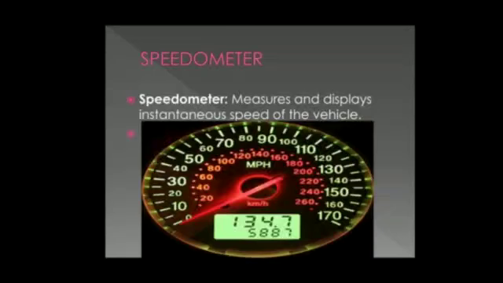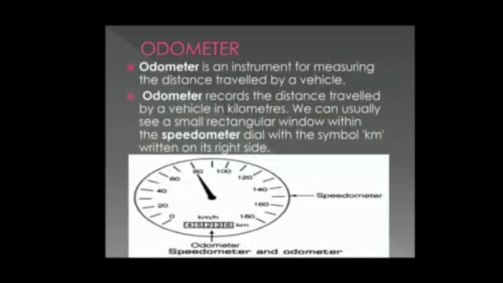It records the speed directly in kilometer per hour. There is also another meter that measures the distance moved by the vehicle. This meter is known as the odometer. So the odometer is an instrument for measuring the distance travelled by a vehicle. The odometer records the distance travelled by a vehicle in kilometers. We can usually see a small rectangular window within the speedometer dial with the symbol km written on its right side.